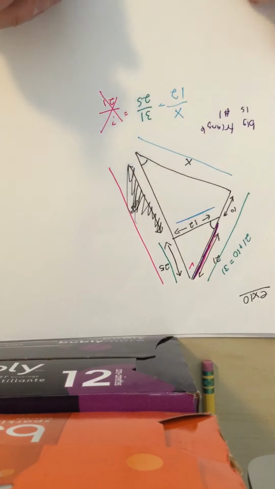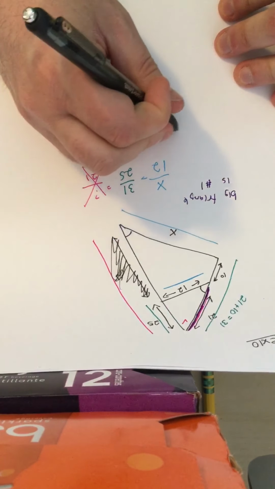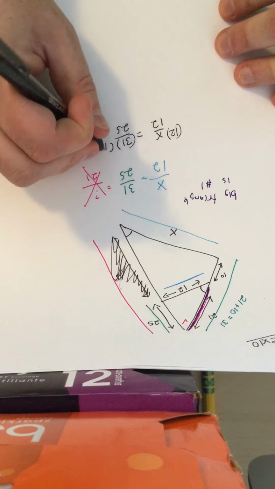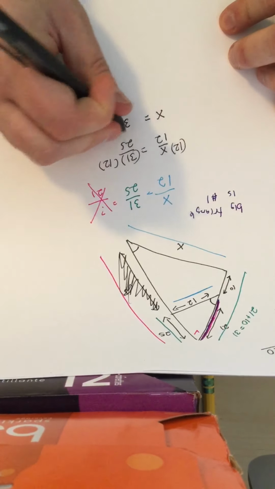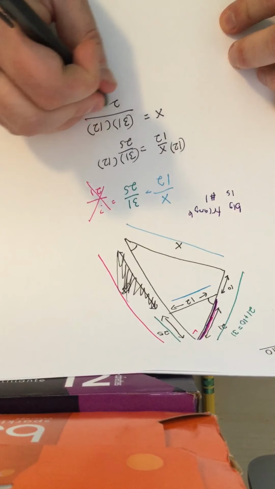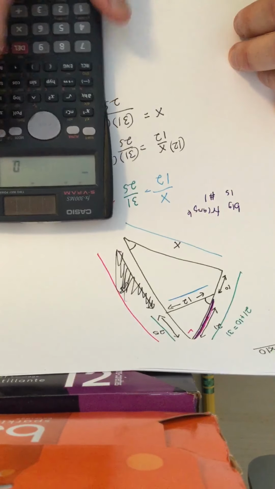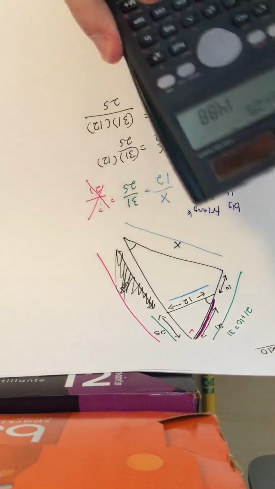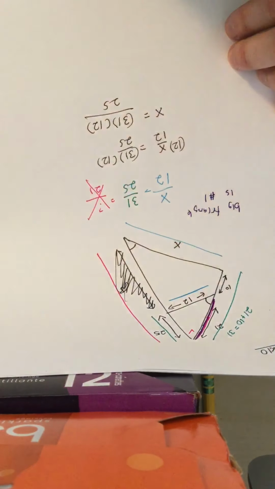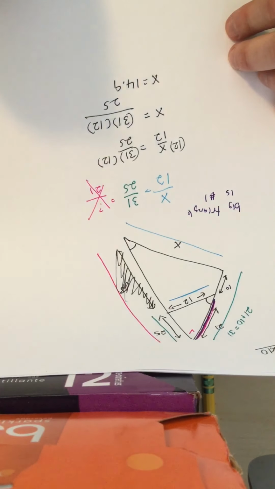And now we're just solving this in the normal way. X over 12 equals 31 over 25, times 12. So X equals 31 times 12 over 25. Which is going to be 31 times 12, divided by 25, equals 14.88, so 14.9. So X equals 14.9.